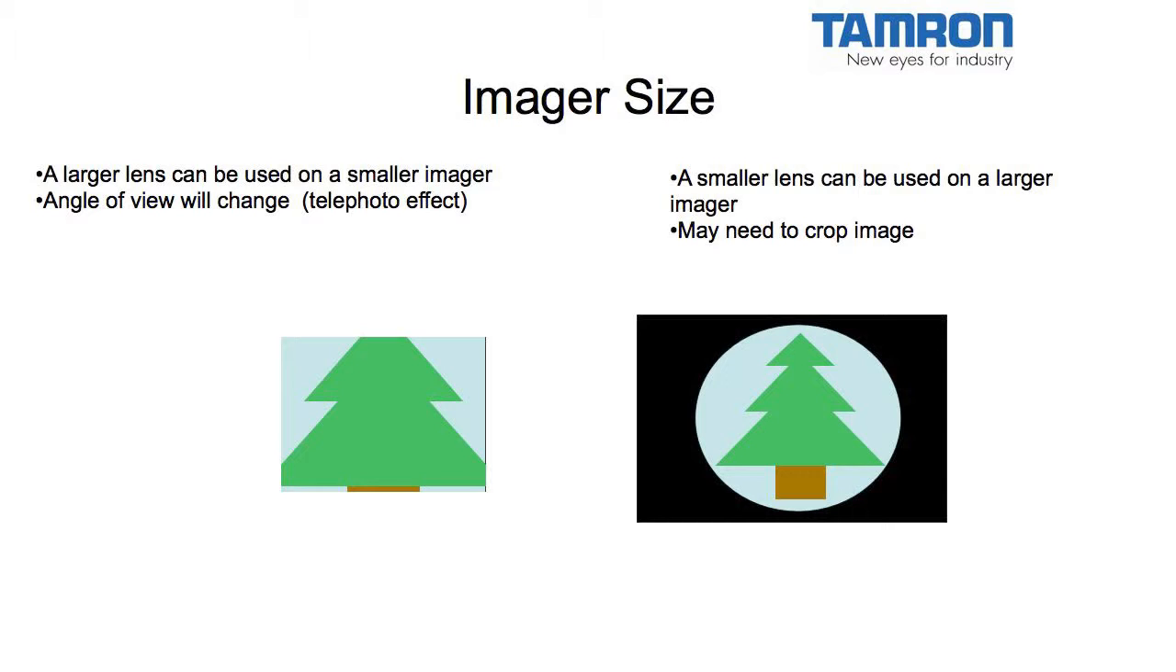A smaller lens can also be used on a larger imager. In this case, because the image captured by the lens will be smaller than the imager, some pixels on the imager will not be illuminated by the image and will appear black.